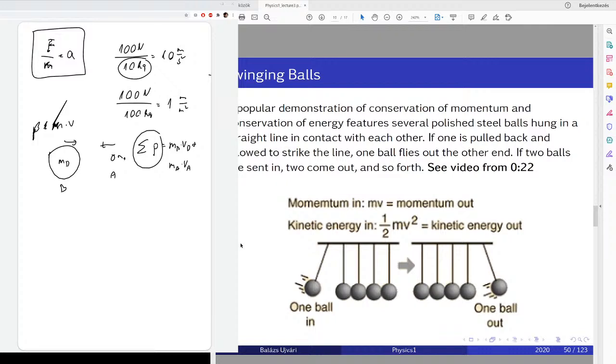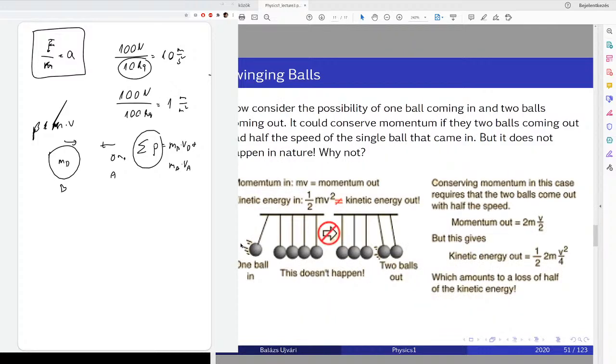And what I mentioned, the momentum is m times v. The kinetic energy, perhaps you know, is 1/2 mv squared. And in this system, since these are elastic collisions, the momentum and the kinetic energy should be the same before and after the collision, and this is the reason why it moves like this. For example, we could conserve the momentum with an incoming ball with v and two outgoing balls with v/2, but in this case you do not conserve the kinetic energy.